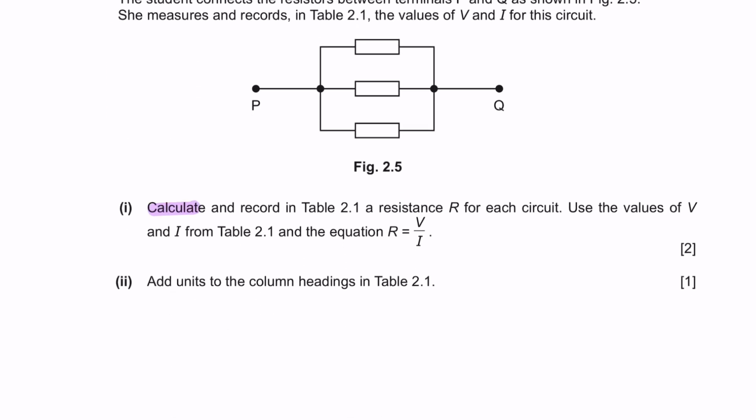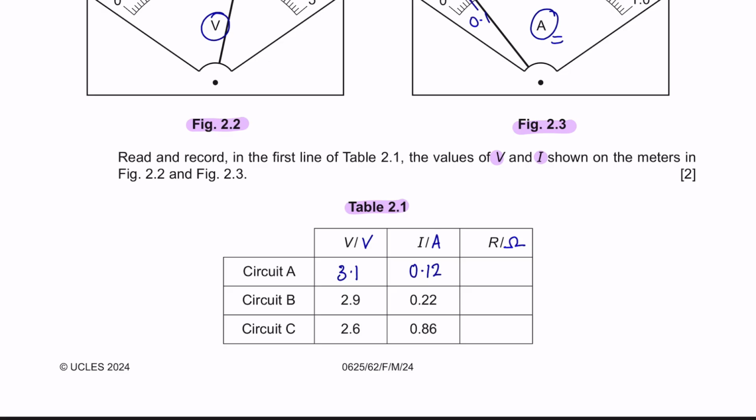Part 1. Calculate and record in table 2.1 a resistance for each circuit. Use the values of V and I from table 2.1 and this equation, and then add units to the column headings. So we are being asked to fill up this part of the table whereby the resistance equals voltage over current.